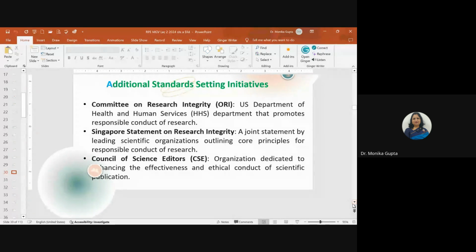Second, Singapore Statement on Research Integrity, a joint statement by leading scientific organizations outlining core principles for responsible conduct of research. And CSE is dedicated to enhancing the effectiveness and ethical conduct of scientific publication.